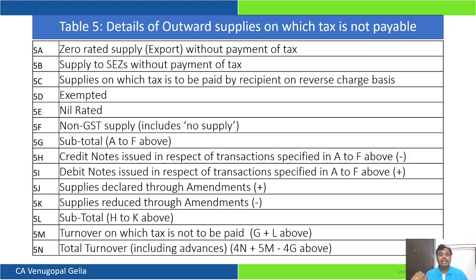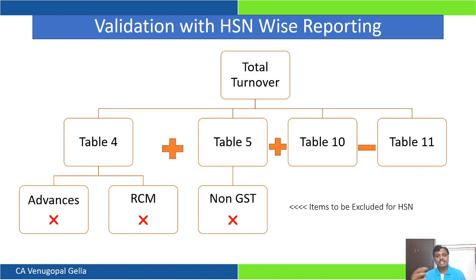What are the fundamental controls we need to have to ensure the turnover which we are reporting is correct? There are multiple places where we report the turnover. We report it in table 4, table 5, table 10 and 11. Apart from that, in table 17 we also give HSN-wise reporting. So both turnovers should match. When I go to HSN-wise reporting, I need to check the values reported HSN-wise should be linked with table 4 plus table 5 plus table 10 minus table 11.